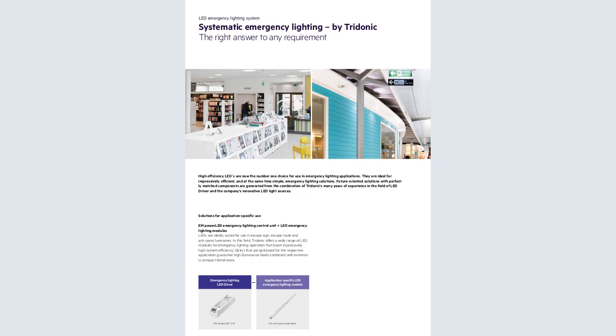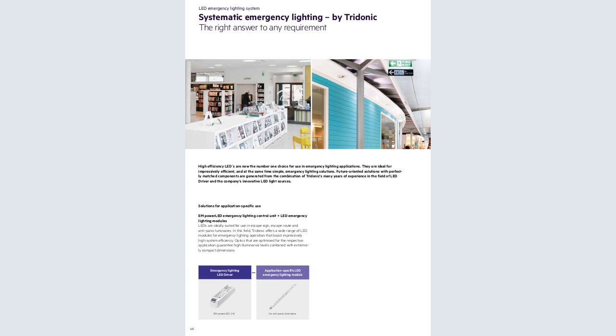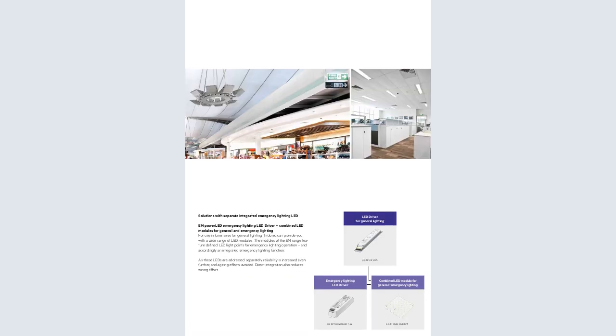Now we have the systematic emergency lighting, the right answer to any requirement. Then we have the high efficiency LED that can be supplied so that they can be able to light. So, solutions for application specific users. We have the LEDs. You can see we continue giving the strips of the LEDs that are used for the lighting. And then the installation with separate integrated emergency lighting LEDs. We can have them there.